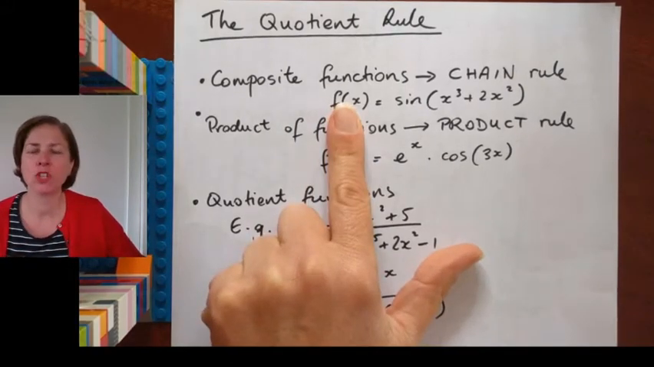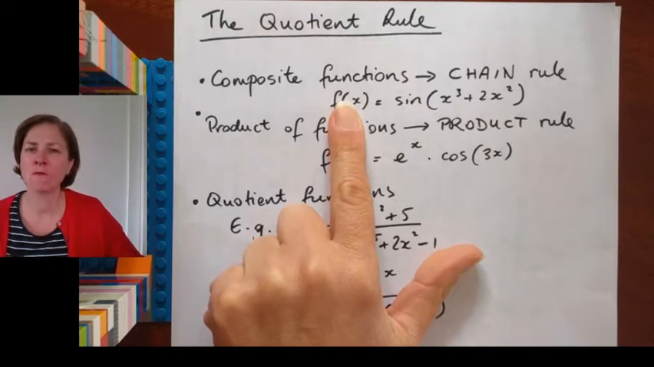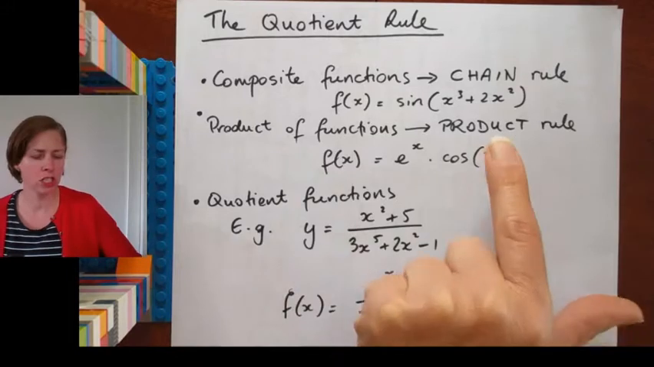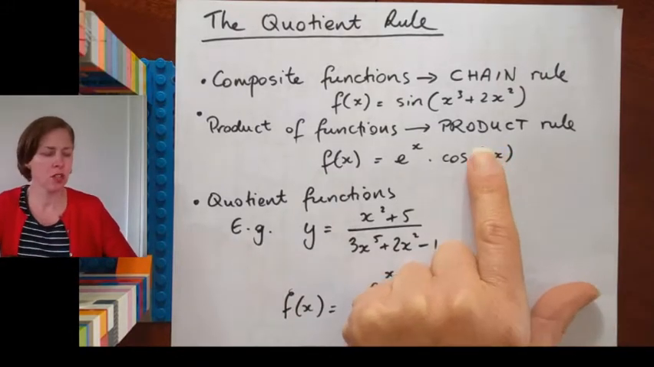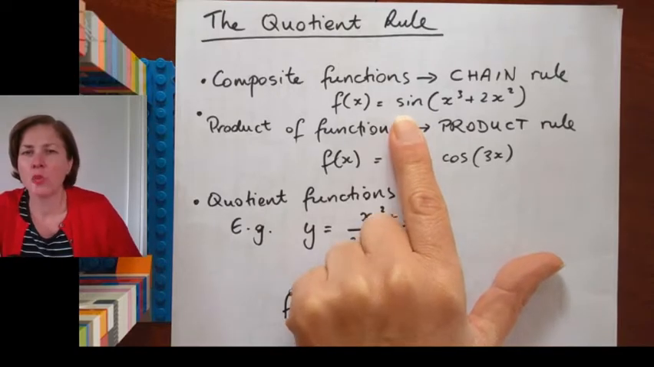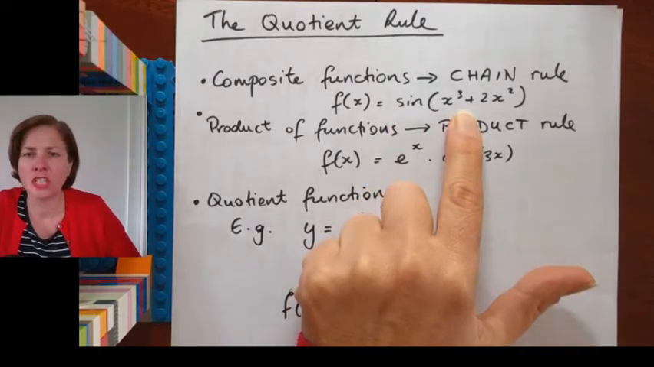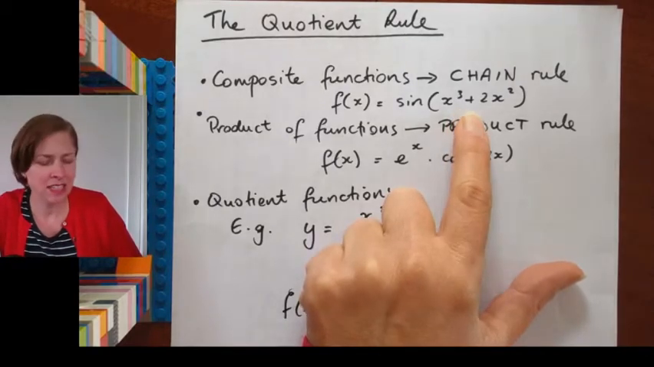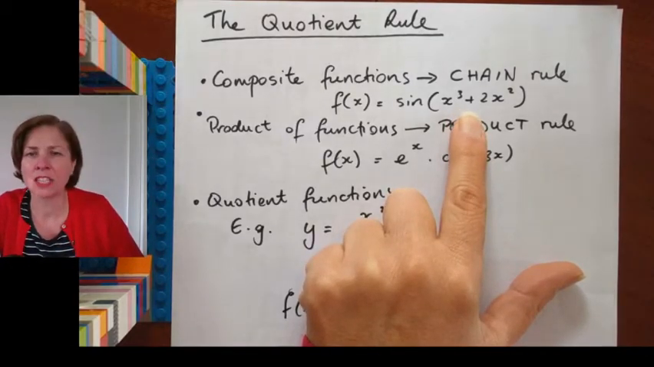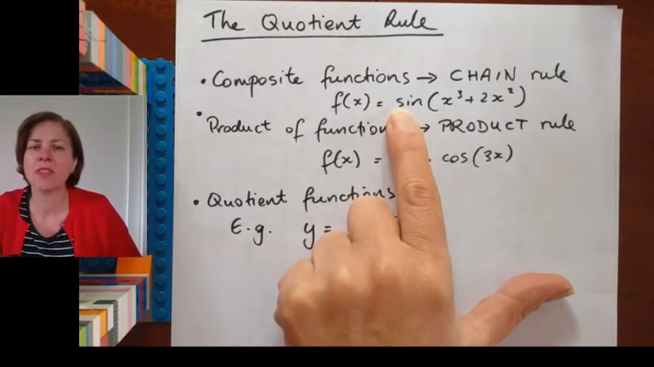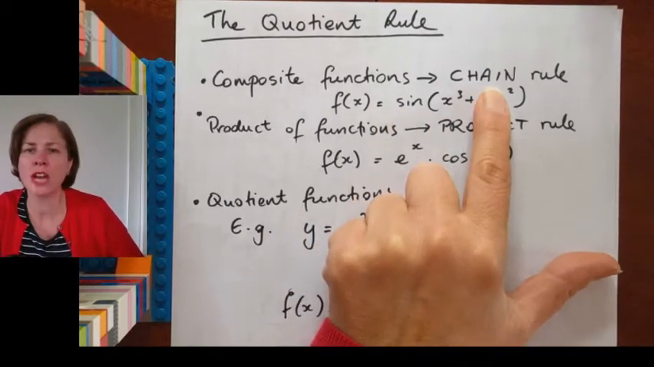So far we have two rules. We have composite functions, we're going to use the chain rule, and when we have products of functions, we're going to use the product rule. So here's my composite function. I've got f of x equals sine, with inside the sine function is x cubed plus 2x squared. So I can clearly see that the inside function is the x cubed plus 2x squared, and the outside function is sine x. This is a composite function. I'm going to use the chain rule.